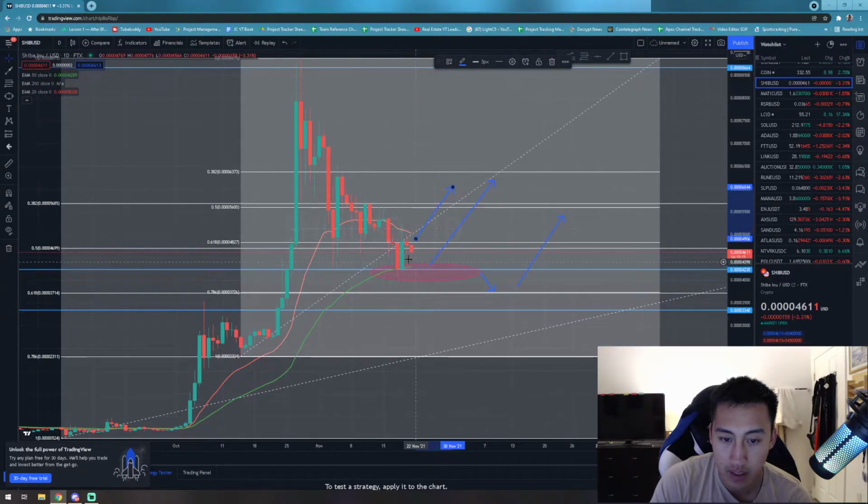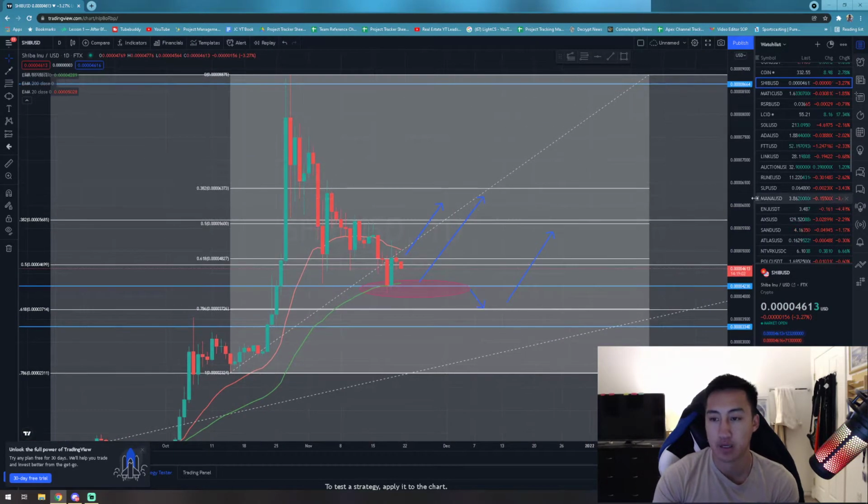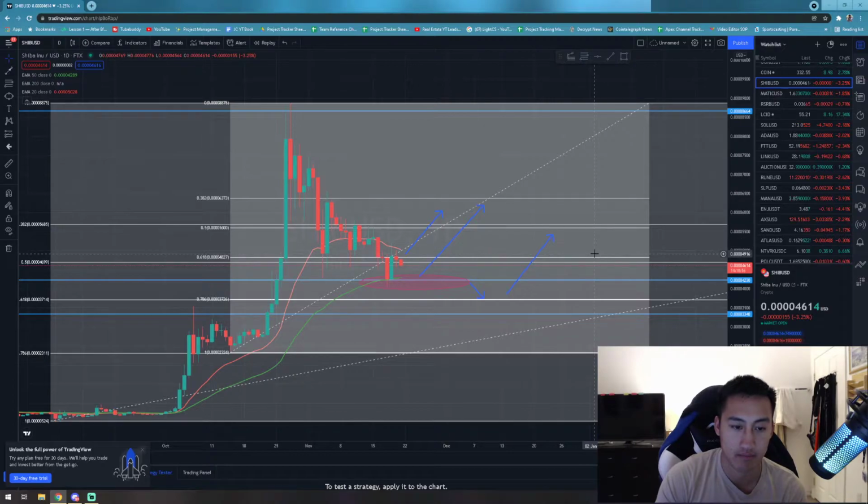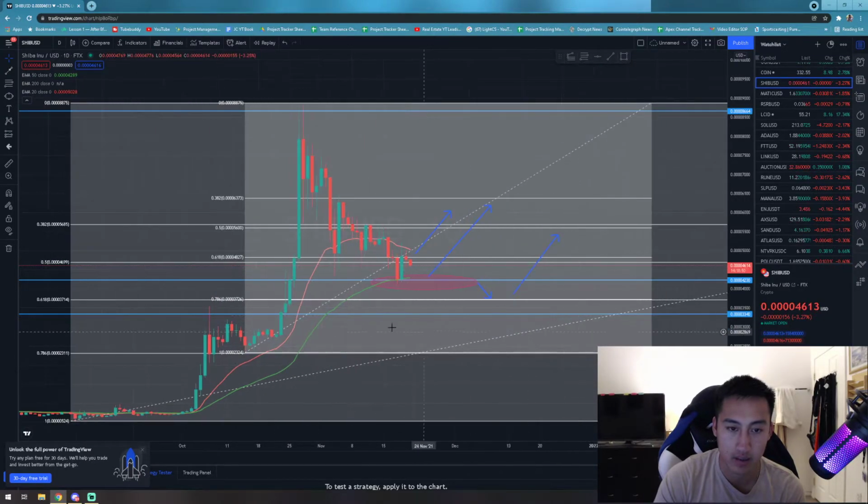So that's option one. Option two, it just goes back to this support level and then starts going back up. Option three, it comes down to the 0.786 and then starts bouncing right back up. Okay, so those are three options that I could see this playing out. But overall, regardless, it's gonna go up, right? Because it's in the uptrend right now.